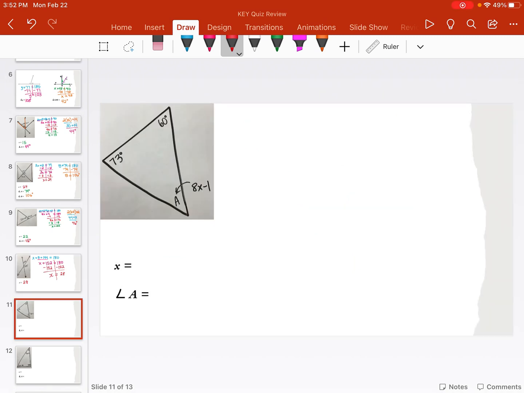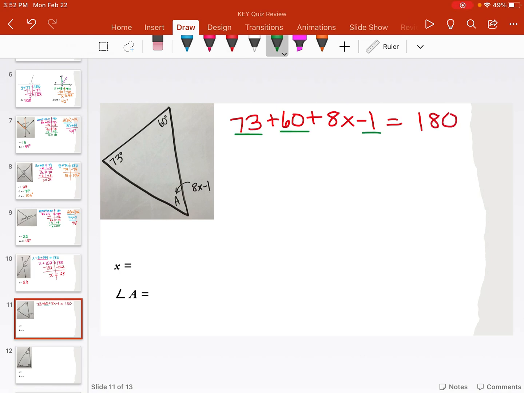Okay, here's a triangle. So remember, every triangle adds up to 180 degrees. So that's how I'm going to set this up. So I have 73 plus 60 plus 8x minus 1. All of those add up to 180.